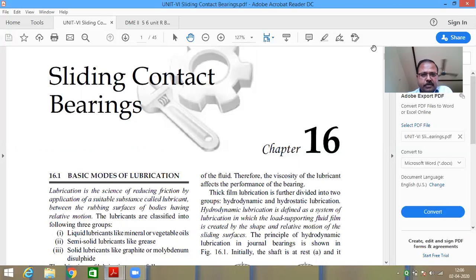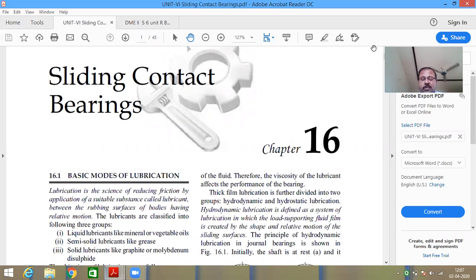Again, the most important difference between rolling contact bearing and sliding contact bearing is that rolling contact bearings are anti-friction bearings. That is, the amount of friction is very less, right, as compared to sliding contact bearings. The amount of starting friction is more, right? Okay, what exactly are sliding contact bearings?